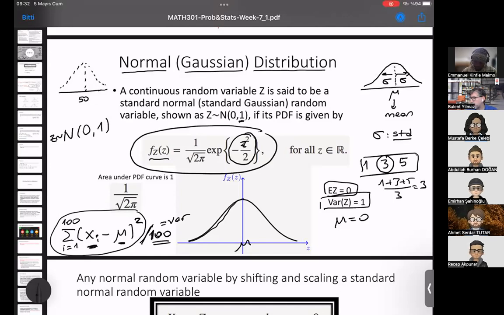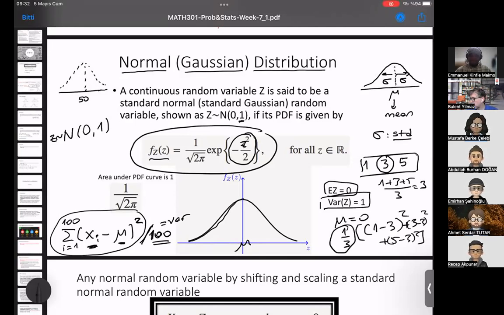How do you determine the variance? 1 minus 3 squared plus 3 minus 3 squared plus 5 minus 3 squared, times 1 over 3. Why do you do 1 over 3? Because you have 3 points, and the probability of obtaining 1 or 3 or 5 is the same. So that's why I do 1 over 3 times this.